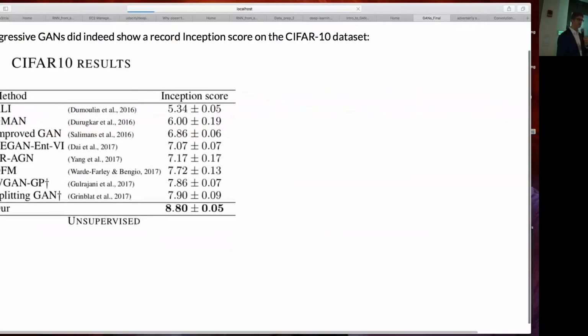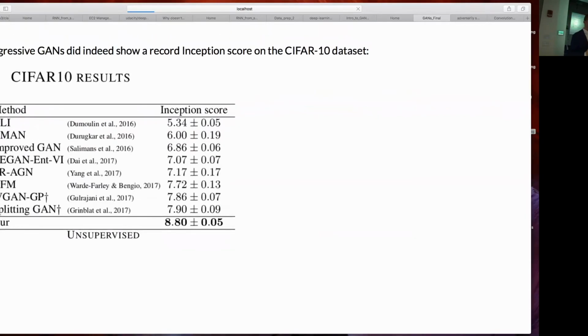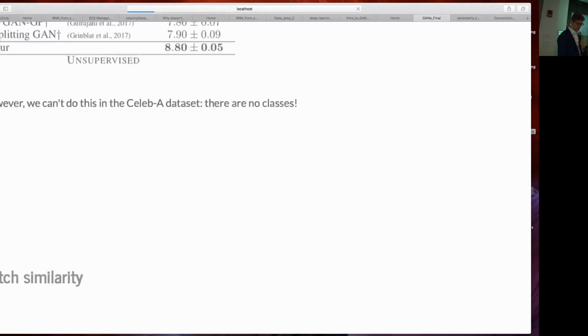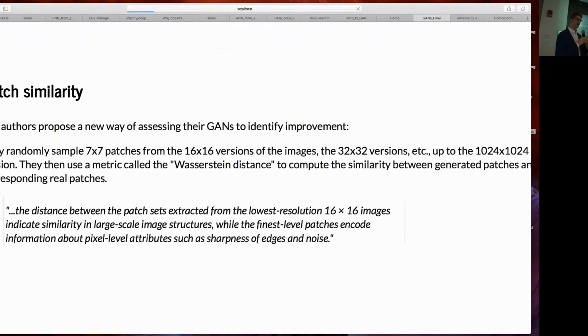And indeed, the authors of the progressive GAN paper generated CIFAR10 images. This is another famous data set where 1/10 of the images are cars, 1/10 are dogs, 1/10 are planes, and so on. And they showed that their model blows away all the other models using this Inception Score in terms of generating CIFAR10 images. But you can't do this on this data set of celebrities. Why? Because there are no classes. It's not a discrete number of classes you're generating. So they came up with this other metric, which is kind of cool.